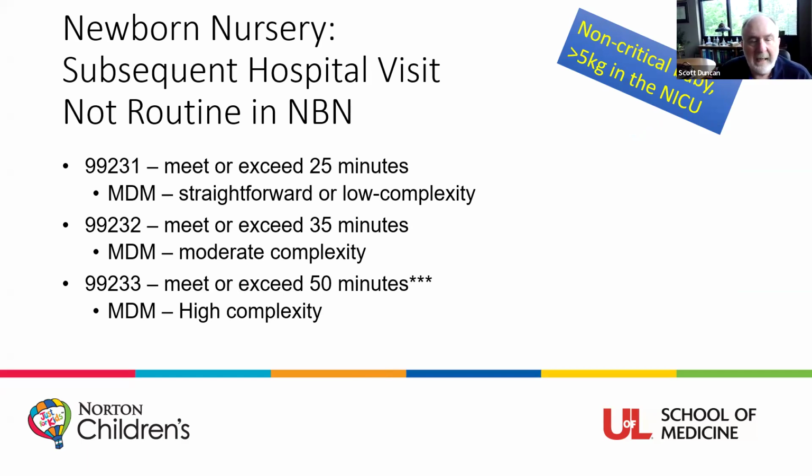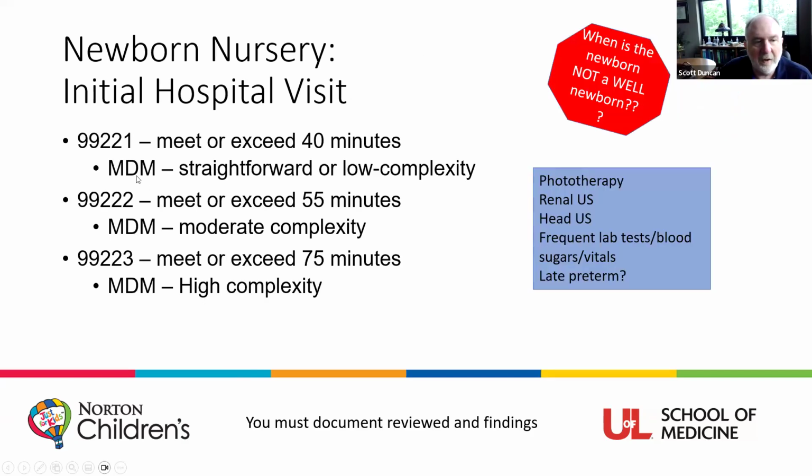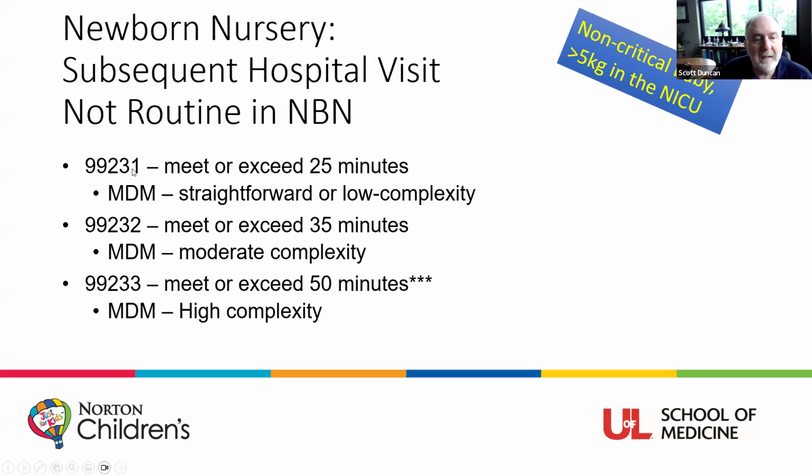The following day, if you go in, this is still not a well baby, you use subsequent hospital day codes. Remember these were done under 221, these are done under 99231, 232, and 233. And for all of these you have to either meet or exceed a time frame, or you have to document the medical decision-making in the straightforward, low, moderate, or high complexity. This is an important set of codes because this is the same code you use for non-critical babies that are over 5 kilograms. You'll see why that is in a few minutes.